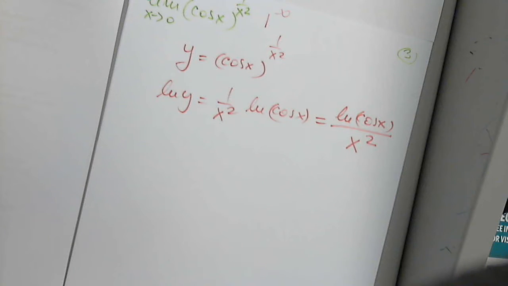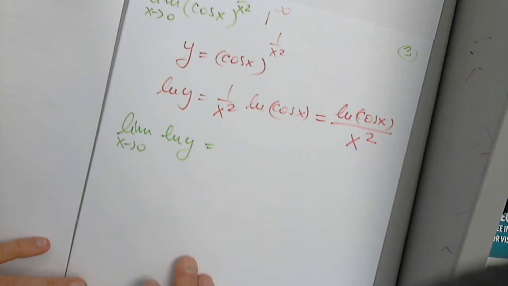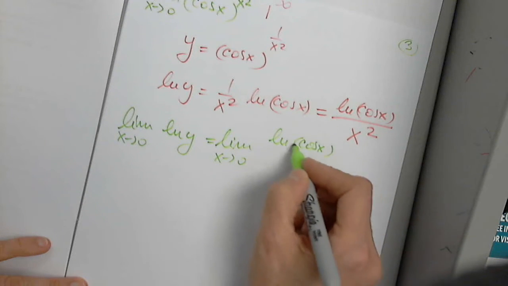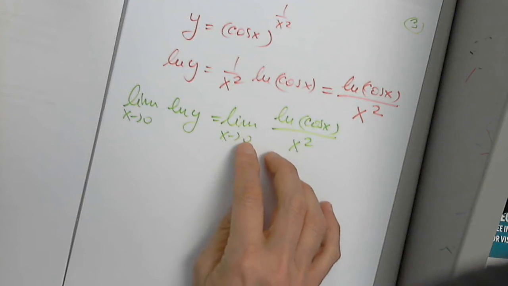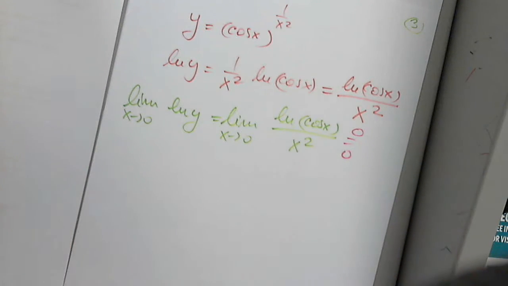Now we're going to find what? What is the next step? We're going to find, exactly, the limit as x approaches 0 of natural log y, which is the limit as x approaches 0 of natural log of cosine x over x squared. Very good. Now we check again. When x approaches 0, this is 1. Natural log 1 is, very good, 0. And it's 0 over 0.